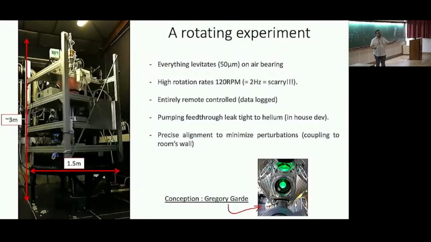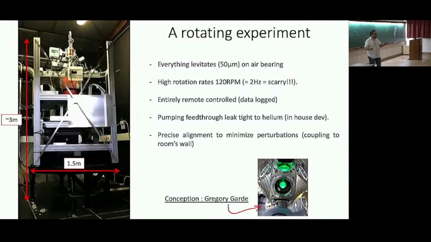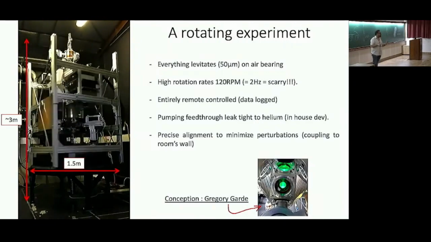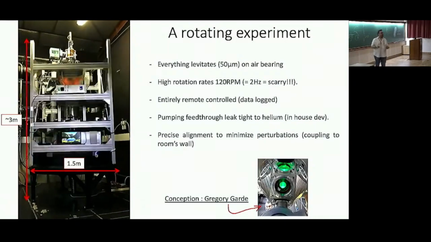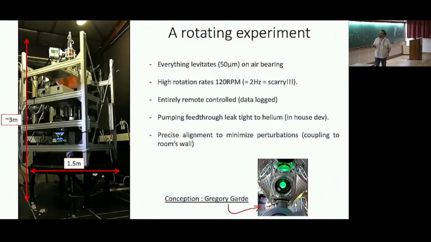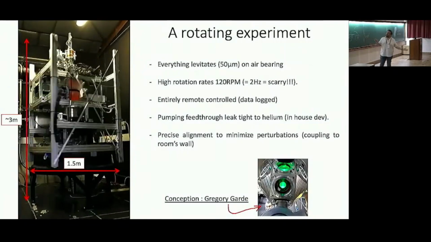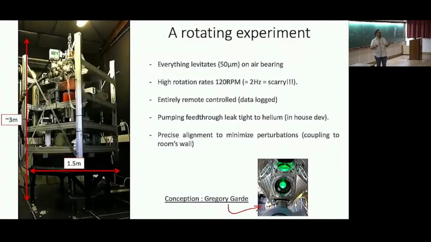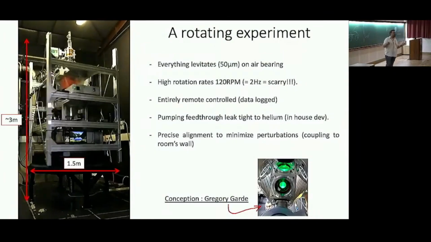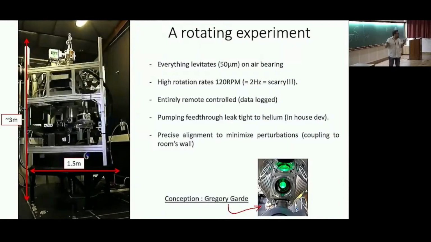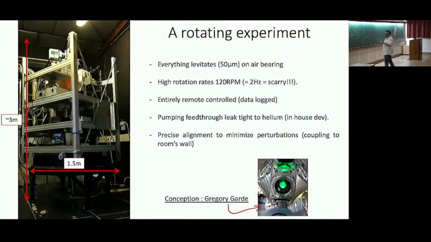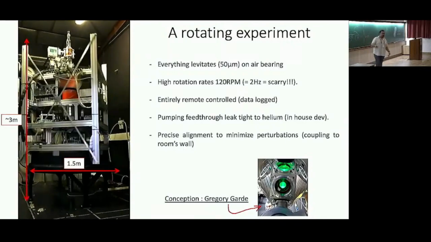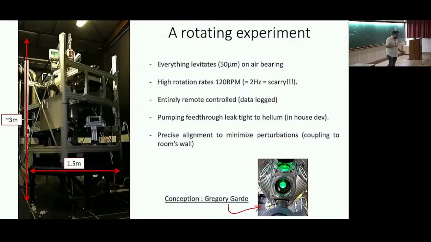We've never done that, okay? The empty table spinning at 2 hertz is scary. So with the cryostat on it, we are not ready for that. But we went up to 18 RPM, which is already quite something. Of course, everything has to be remote controlled and data logged because you don't want to sit on the table when it spins at 15 RPM, even if we did it at the beginning, because you have to, but now it's okay.